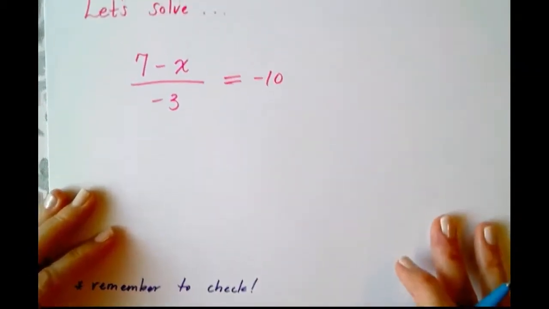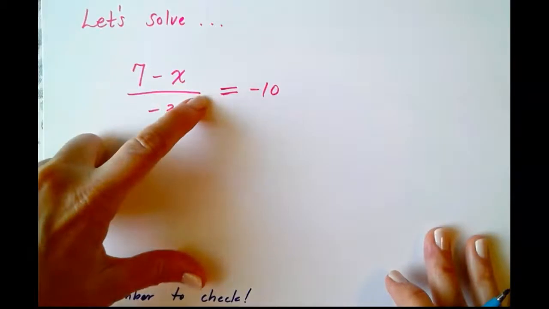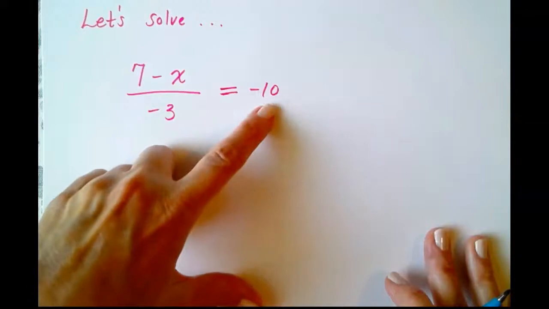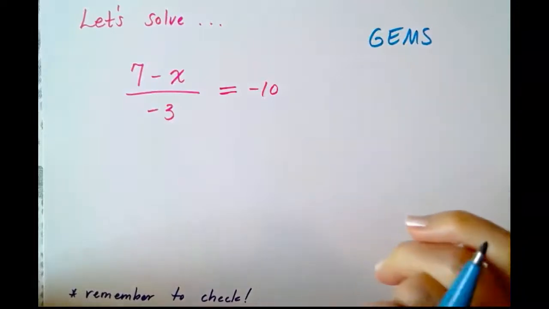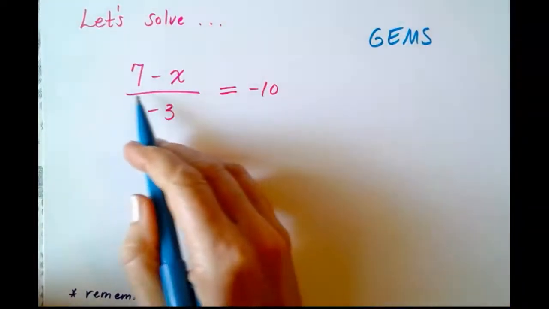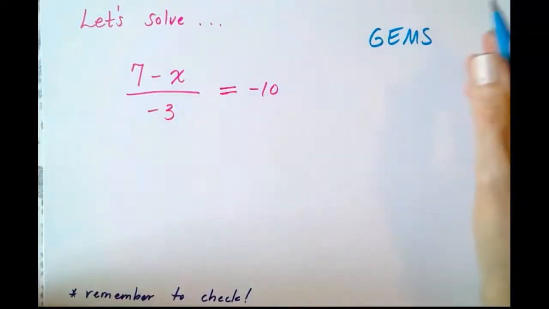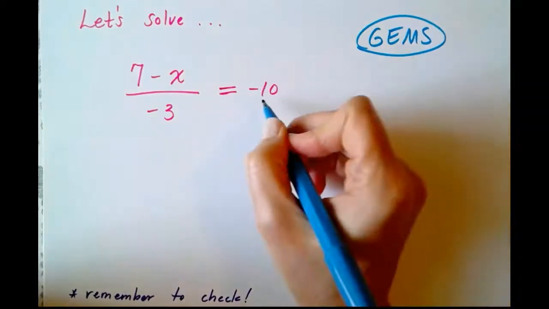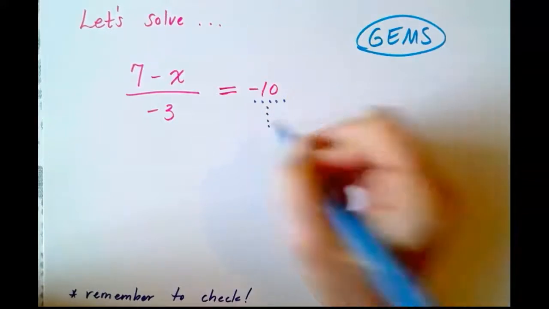Let's solve again. So this time we have 7 minus x divided by -3 equals -10. Now, GEMS, this one's a little tricky because remember, this fraction bar is a grouping symbol. And even though normally this is our go-to if we're thinking about solving, we're going to go backwards. I prefer to think of this -10 as -10 over 1.